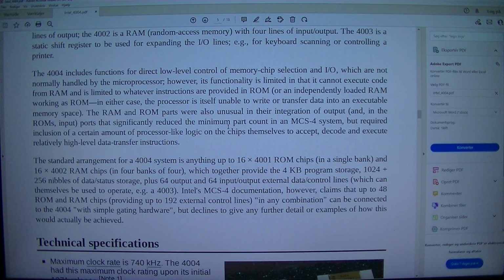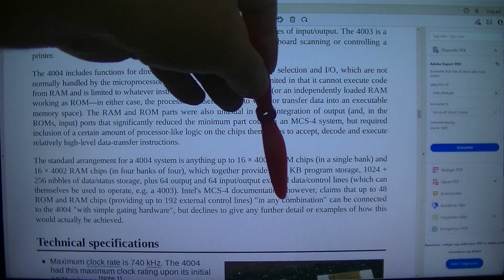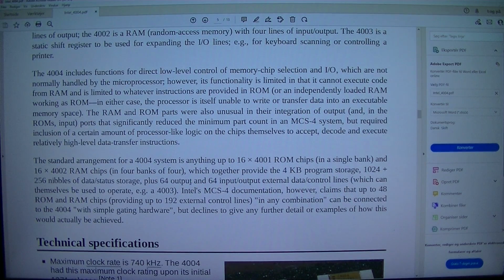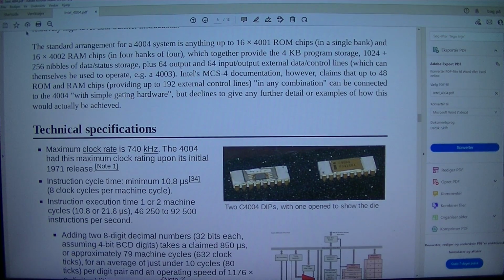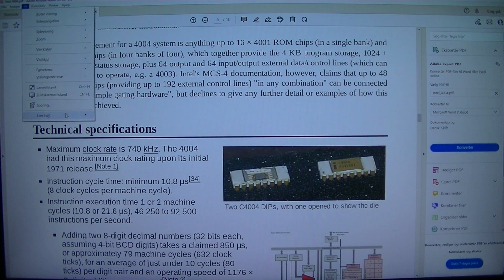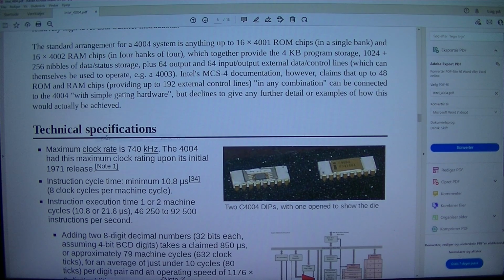Intel's MCS-4 documentation, however, claims that up to 48 ROM and RAM chips, providing up to 192 external control lines, in any combination can be connected to the 4004 with simple gating hardware, but declines to give any further detail or examples of how this would actually be achieved.